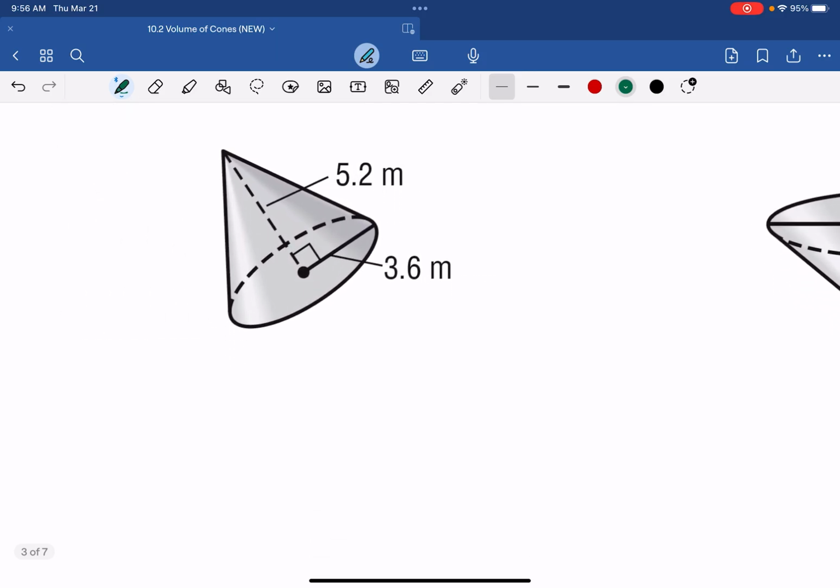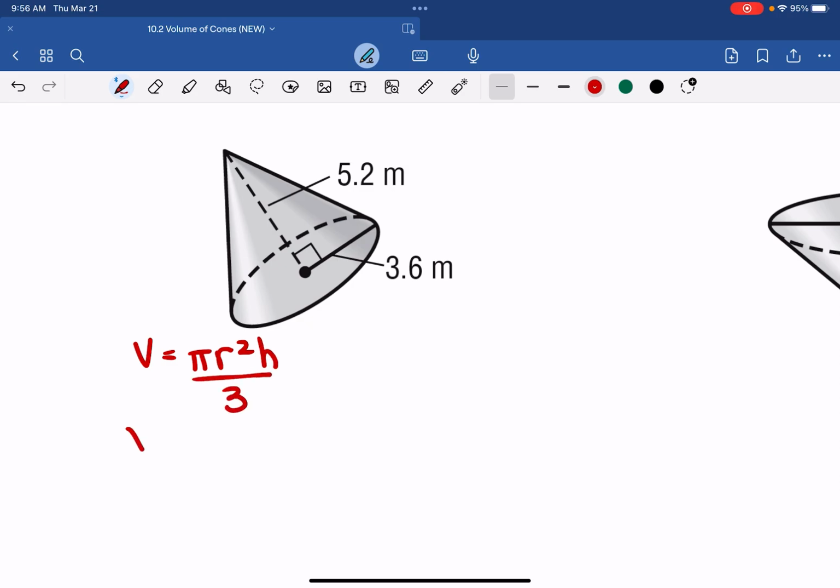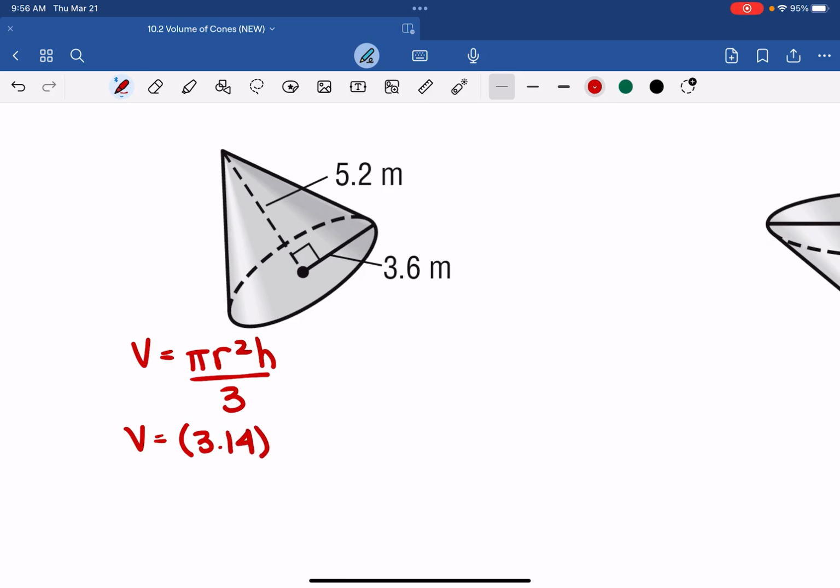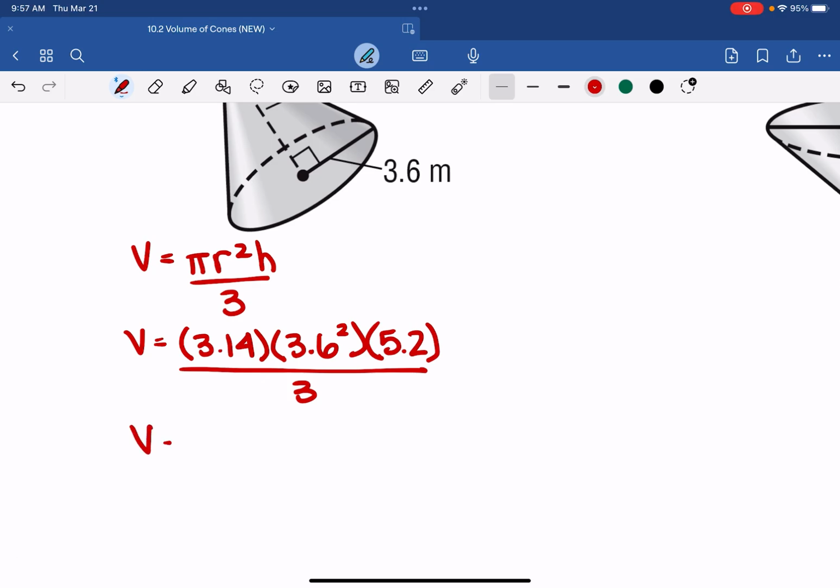Okay, question number 4. We're going to write down the formula. So pi r squared h divided by 3. I know that pi is 3.14. The radius is 3.6 squared, and the height is 5.2. And then divide that by 3. So the volume of this cone is 70.5 meters cubed.